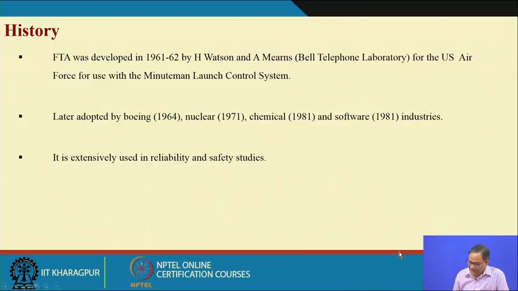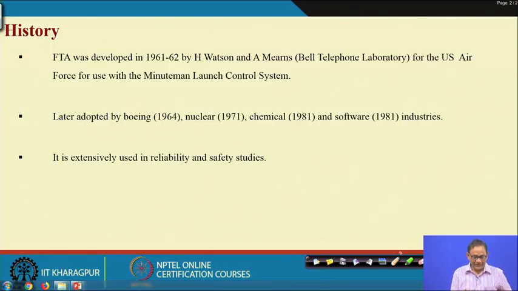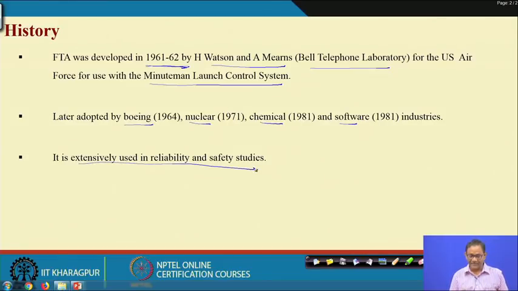So, if we see the history of fault tree, then you see that it was developed in 1961 and 62 by Watson and Mearns in the Bell Laboratory of US Air Force, and it is related to this particular system, that is Minuteman Launch Control System. Later it was adopted by Boeing, nuclear, chemical, software, almost all industries. They have accepted this, and it is a very good technique and extensively used in reliability and safety studies.